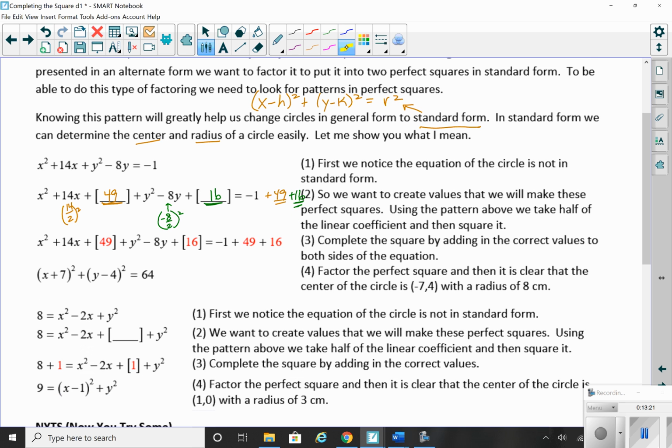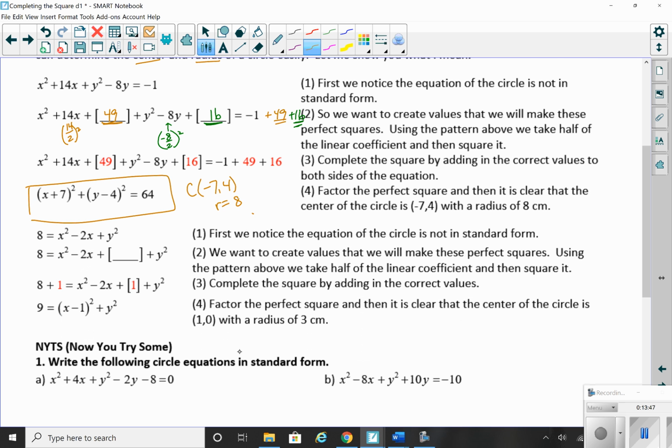So then the x trinomial factors into x plus 7, the quantity squared, a perfect square trinomial. And then the y terms factor into y minus 4, the quantity squared. Now we have this in the standard form of a circle. I know by just looking at that equation that the center of that circle is negative 7, 4, and that the radius is 8. So there's a whole purpose why we're completing the square.